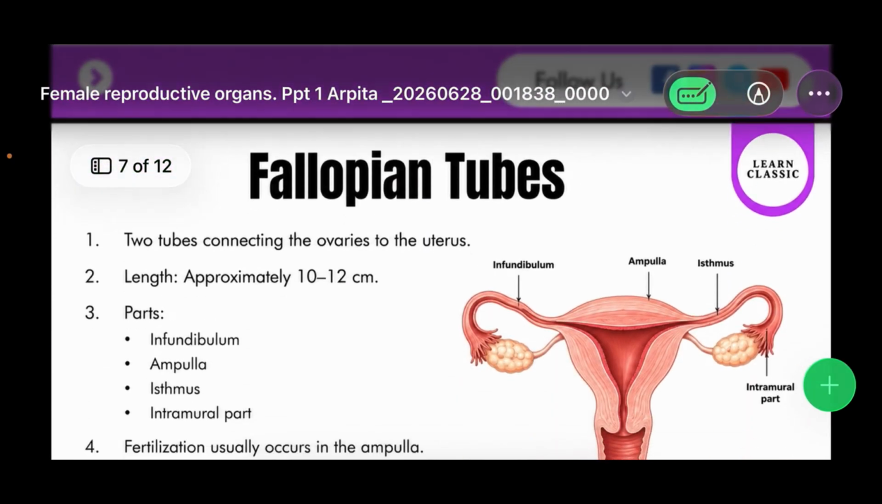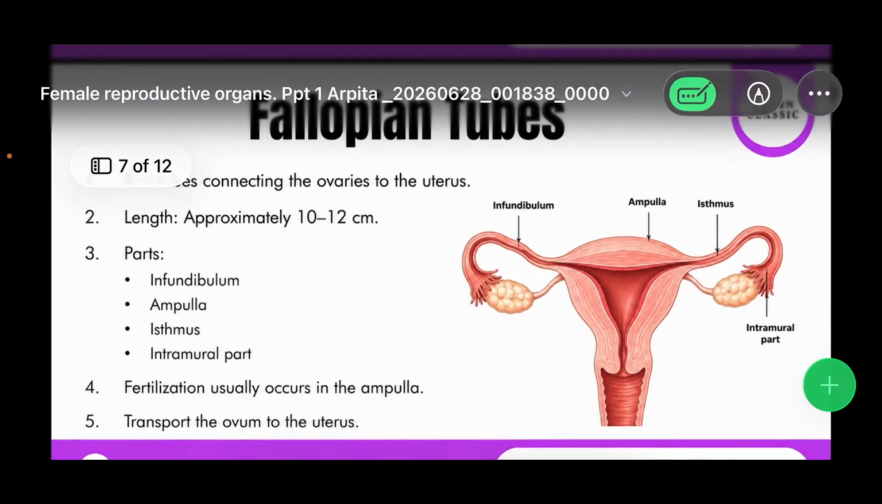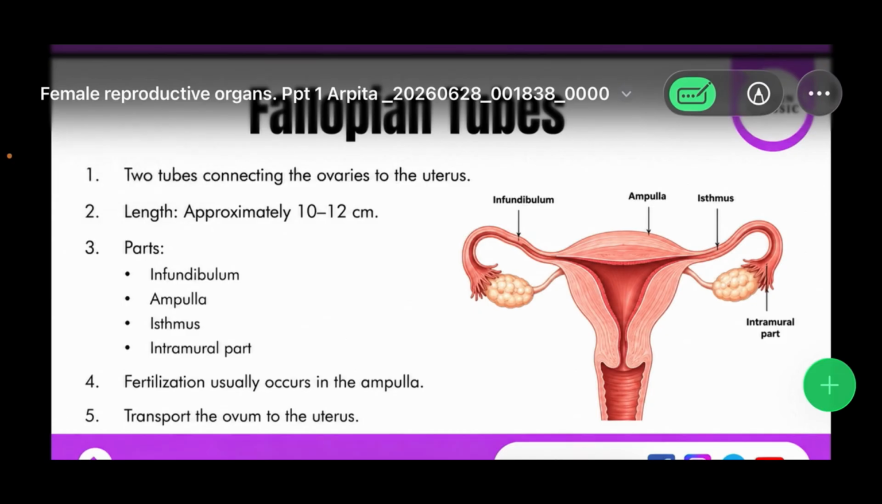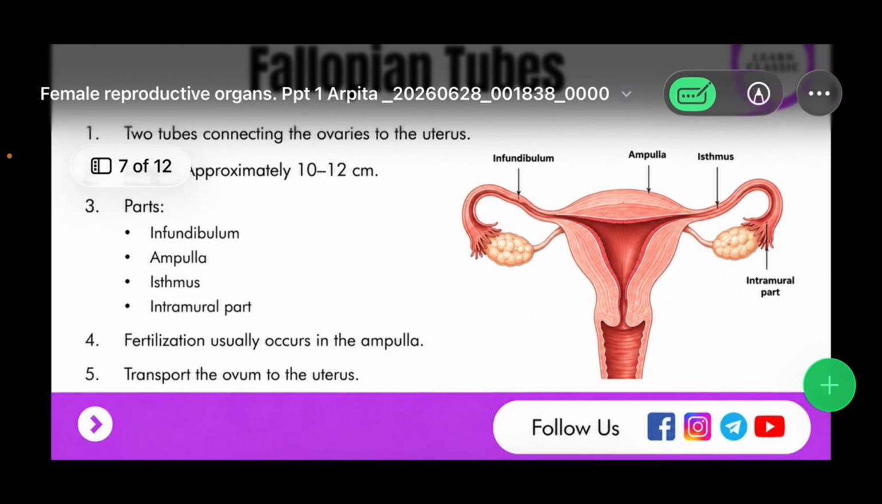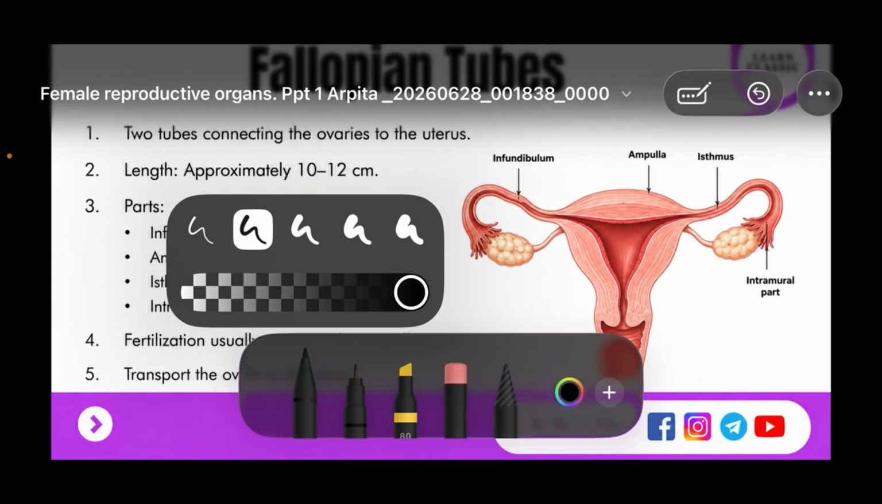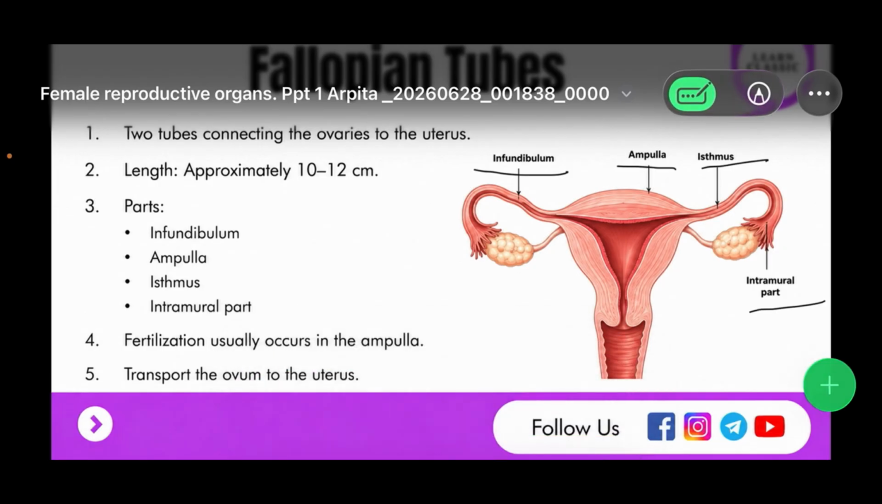Coming to the fallopian tubes, the two tubes connecting the ovaries to the uterus. Length is approximately 10 to 12 centimeters. Fertilization usually occurs in the ampulla, and the tubes help in transporting the ovum to the uterus. The parts consist of the infundibulum, ampulla, isthmus and intramural part. So these are the parts of the fallopian tube.